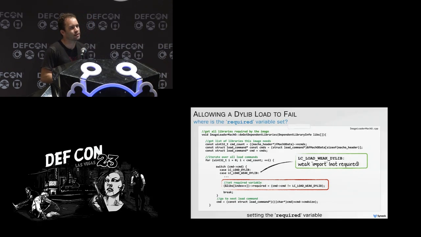We can see some code that's iterating over various load commands, and we can see logic for the LC_LOAD_DYLIB, which we talked about. And there's a new load command called LC_LOAD_WEAK_DYLIB. If the load command is this new LC_LOAD_WEAK_DYLIB, that required variable is set to false, which is good. That means the exception is going to be avoided. Pretty much it says if that dylib is not there, no harm done.